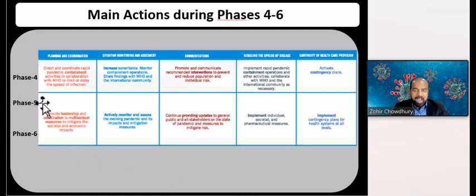During phases 5 and 6, actions shift from preparedness to response at a global level to reduce the impact. Some examples in phase 4 are detailed in here, the action examples, and then actions in phases 5 and 6 are shown in here.